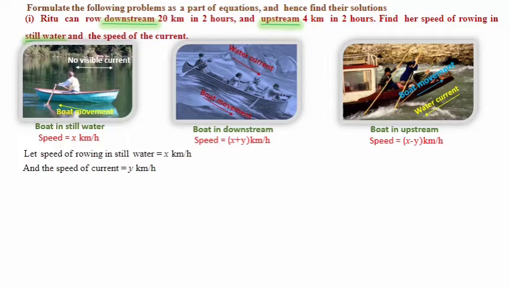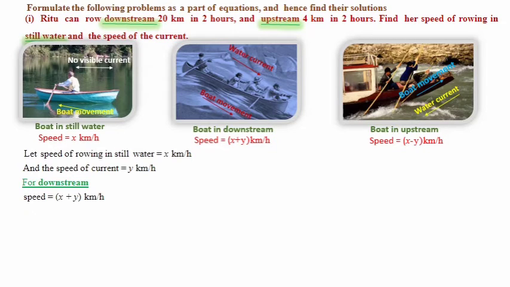Once again, in general, for boat in downstream we have to add x plus y, where x is the speed of the boat in still water and y is the speed of the current. In the downstream case, we have to add both. In the upstream case, we have to subtract x and y. Once again, in the downstream case, we have to add x and y. In the upstream case, we have to subtract.